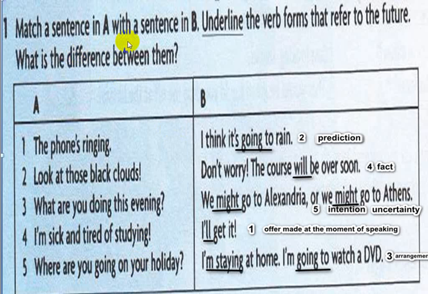Match a sentence in A with a sentence in B. Underline the verb forms that refer to the future. What is the difference between them? Column A and column B. Students, I have analyzed the question and put the answers next to column B, next to the sentences. For example, number 1, sorry. The phone's ringing. I'll get it. This is the answer in column B for number 1. I'll get it. I wrote the number of the correct answer here.